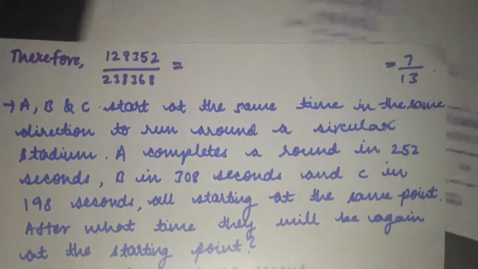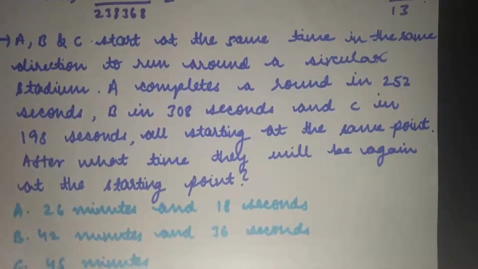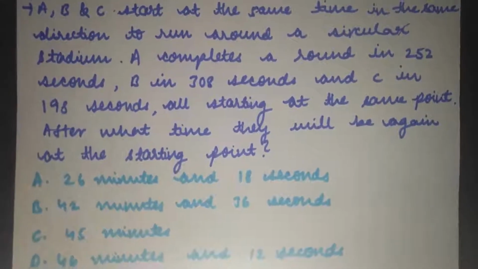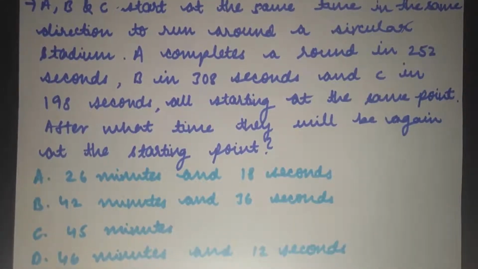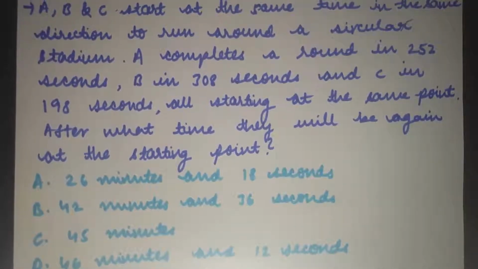Okay. So let's consider another example. A, B and C start at the same time in the same direction to run around a circular track. A completes a round in 252 seconds, B completes the same in 308 seconds and C in 198 seconds, all starting at the same point. After what time will they meet again at the starting point?